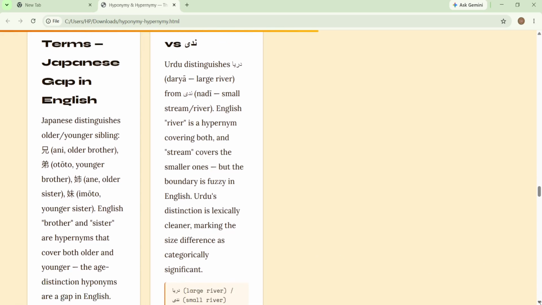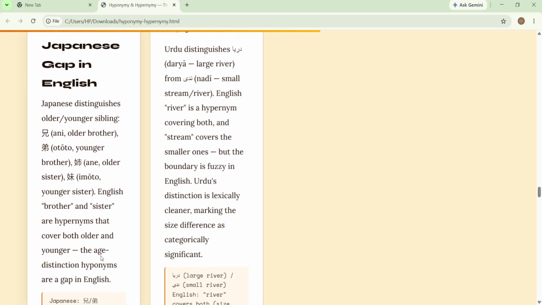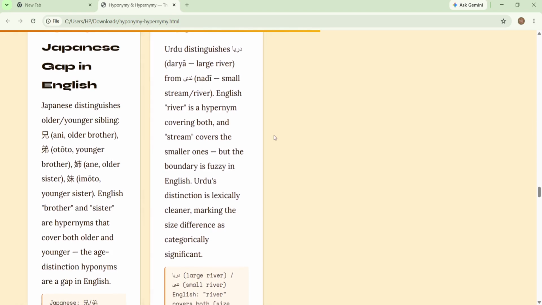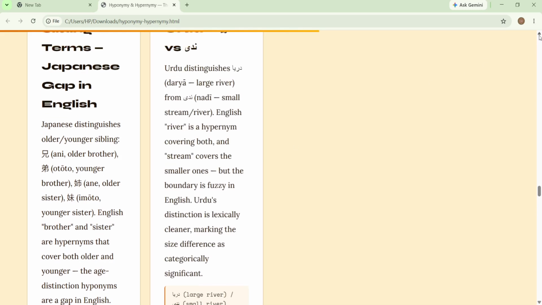Brother and sister are hyponyms that cover both older and younger siblings. The gap is this distinction: these hyponyms are not available in English, whereas they are in Japanese.